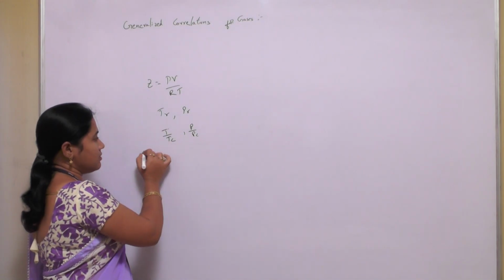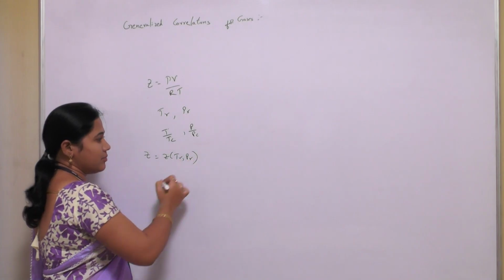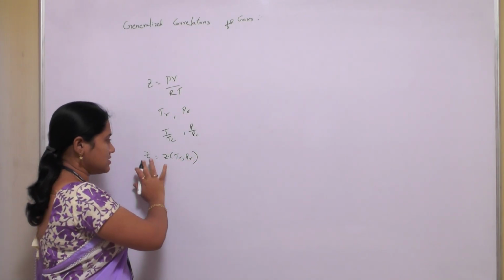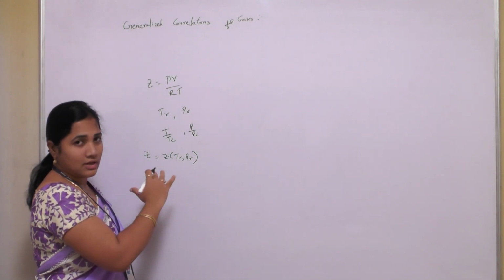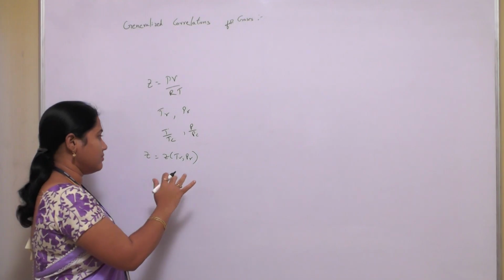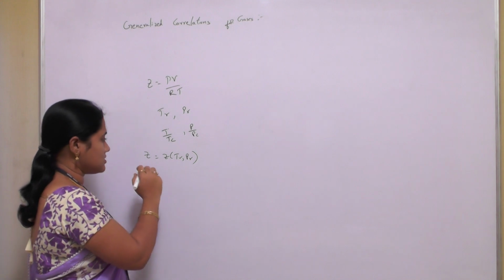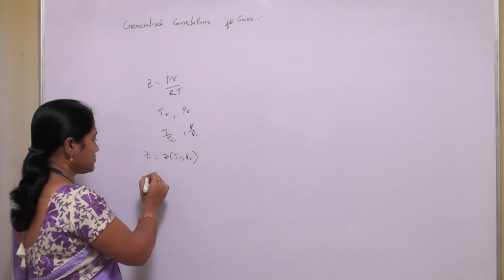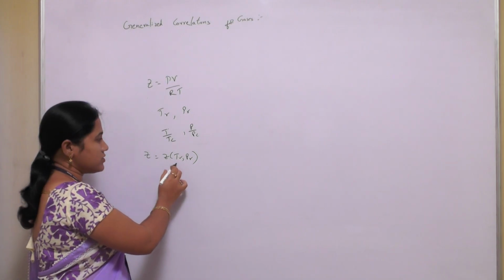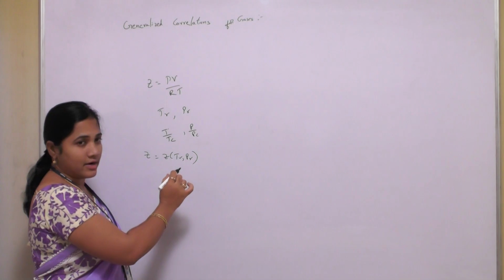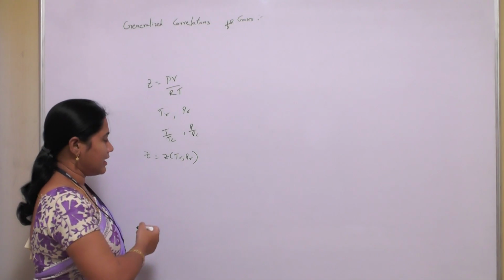So Z is a function of Tr and Pr, and at these conditions the ideality of all fluids is about the same. The deviation is the same. So the theorem of corresponding states says all fluids have the same Z value at the same reduced temperature and reduced pressure, and they exert the same degree of idealization.